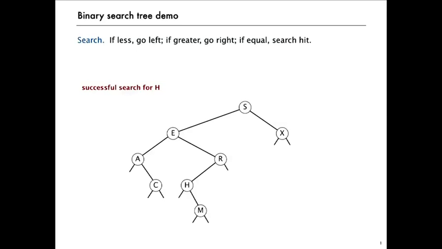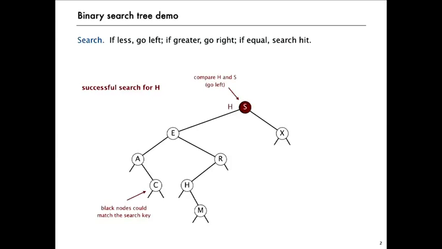So this is a dynamic data structure that follows the same rule as binary search. To do a search for the key H in this tree, we start at the root, and we compare our key against the key at the root.